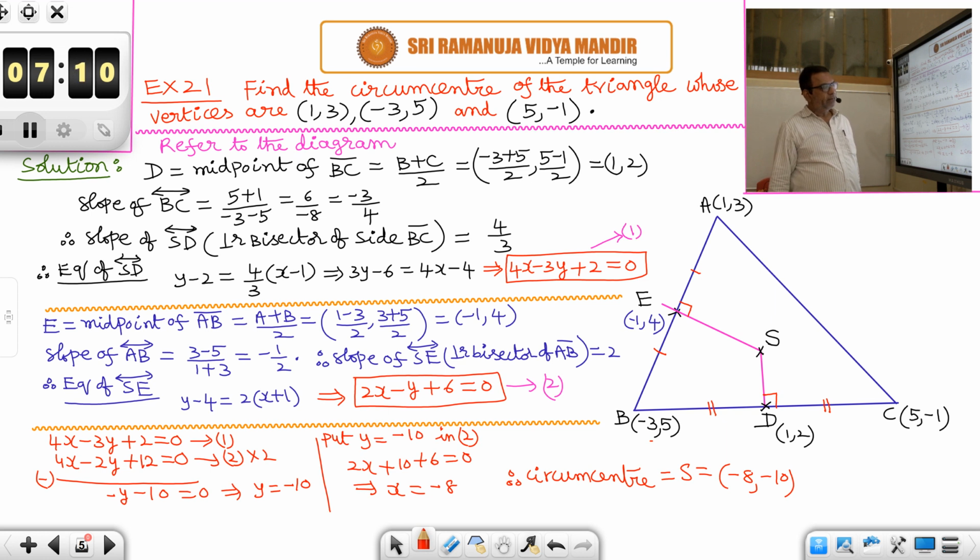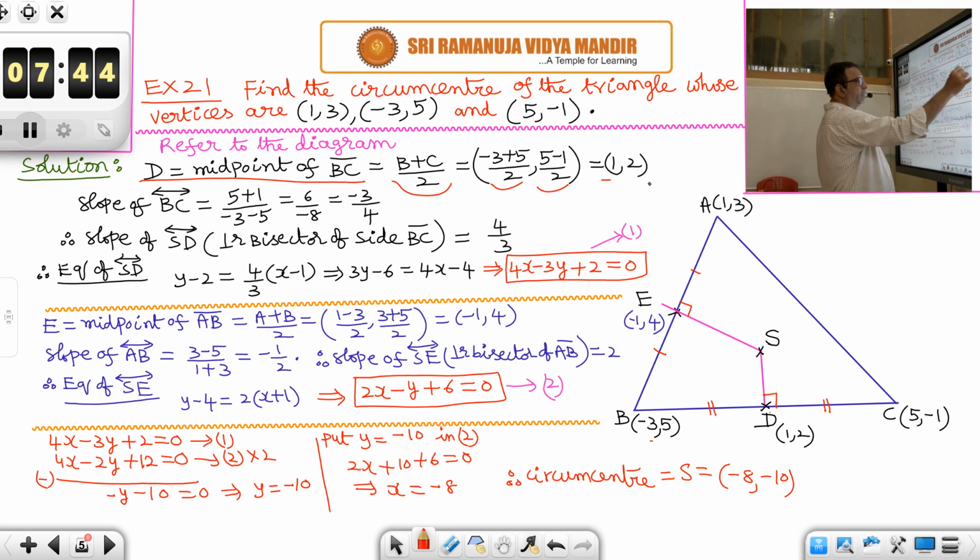So the circumcenter is the point of concurrence of the perpendicular bisectors of the sides. So first we have to find the midpoints and then find the equations of the perpendicular bisectors. Let D be the midpoint of the side BC. Therefore D is equal to (B plus C) by 2, that is ((3 plus 5) by 2, (5 minus 1) by 2). So it is (1, 2), which I have marked here.